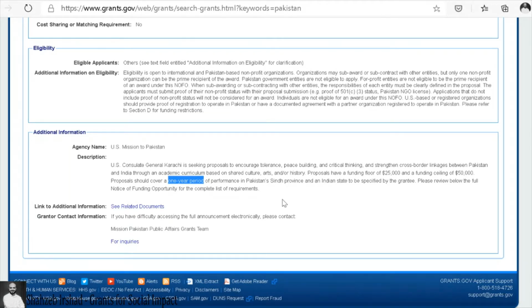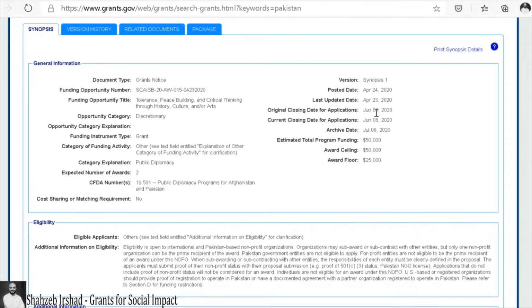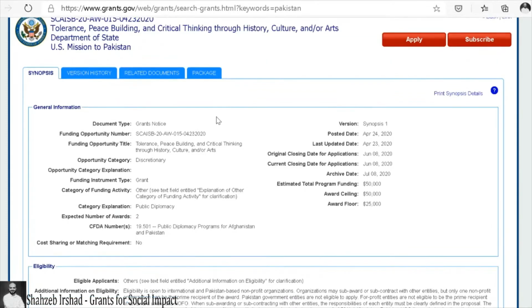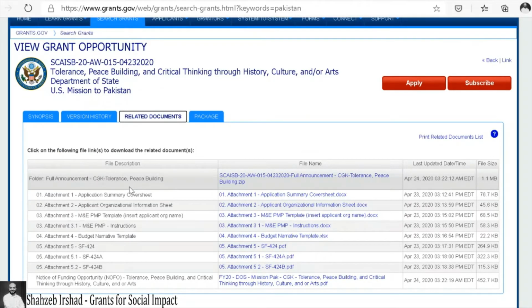So the funding is spread over 12 months. $50,000 maximum, that's not a lot of money if you ask me, especially for the sort of thing that they're asking organizations to do. So if you already have a system where you're connected with an India-based organization and you're sitting in Pakistan, or you're an India-based organization and you already have connections with an organization that you can work with on curriculum design for shared culture, arts, or history, then this is for you. Obviously, it has its start and end dates, and then the closing date for the applications is June 8th. And then in the related documents, you can find everything you need to submit a proposal if you are inclined.